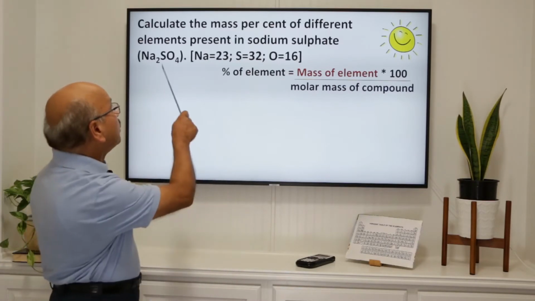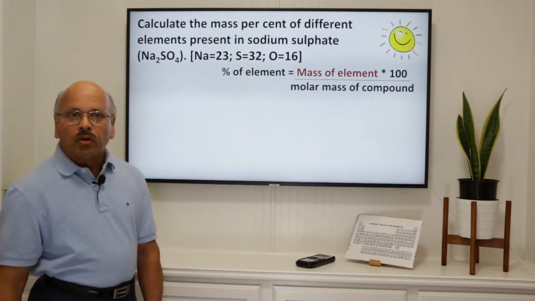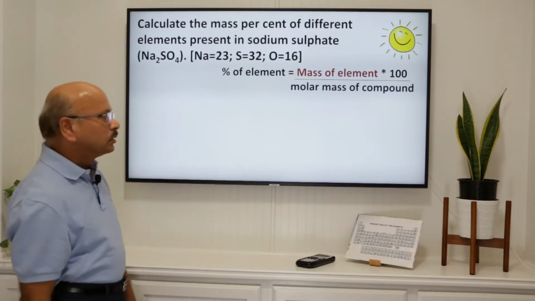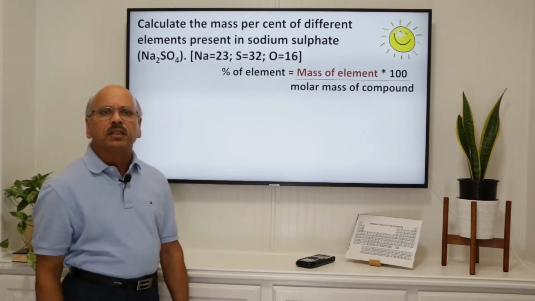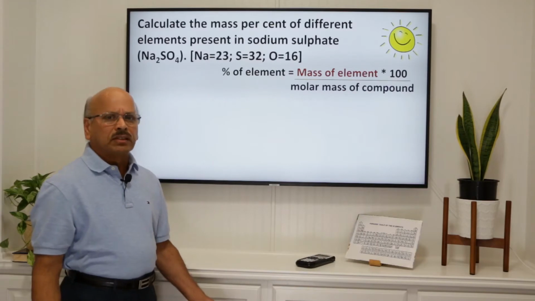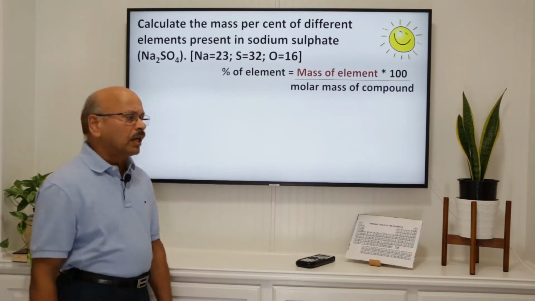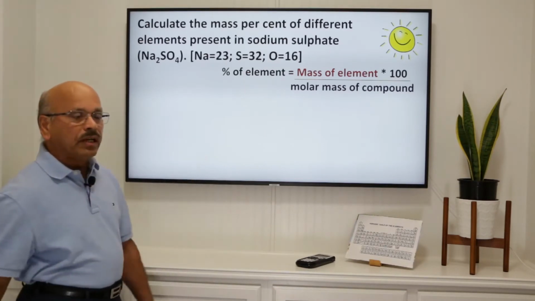The question asks you to calculate the mass percent of different elements in sodium sulphate. And we know the molecular formula of sodium sulphate is Na2SO4, containing sodium, sulfur and oxygen. For convenience, all the atomic masses are given here. If the atomic masses are not given, you will use your periodic table and find out the atomic masses. So, first what do you have to find out?